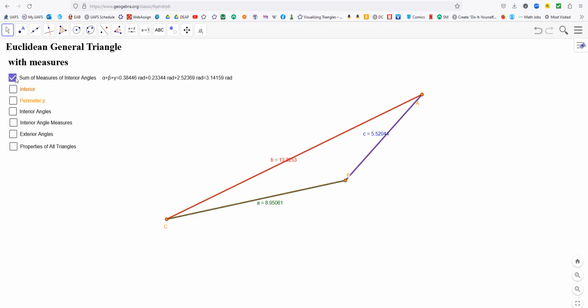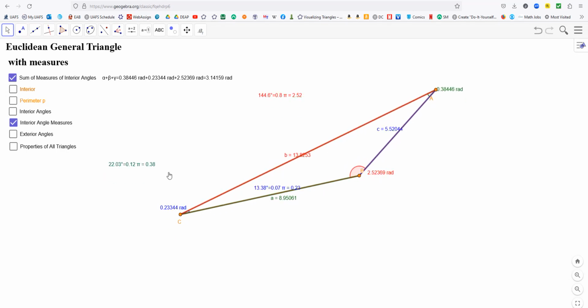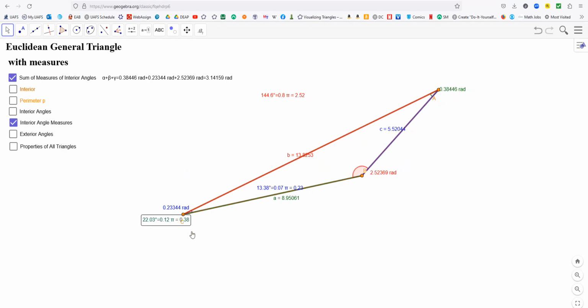And then I can mark them this way with their measures. And here we have their measures. I've got the measures of these angles right here. And they're actually measured in radians and degrees. This one up here is the red one, and this one is the blue one here. Okay, so it's 0.23344 approximately radians. That's approximately 0.07 pi radians or 13.38 degrees.